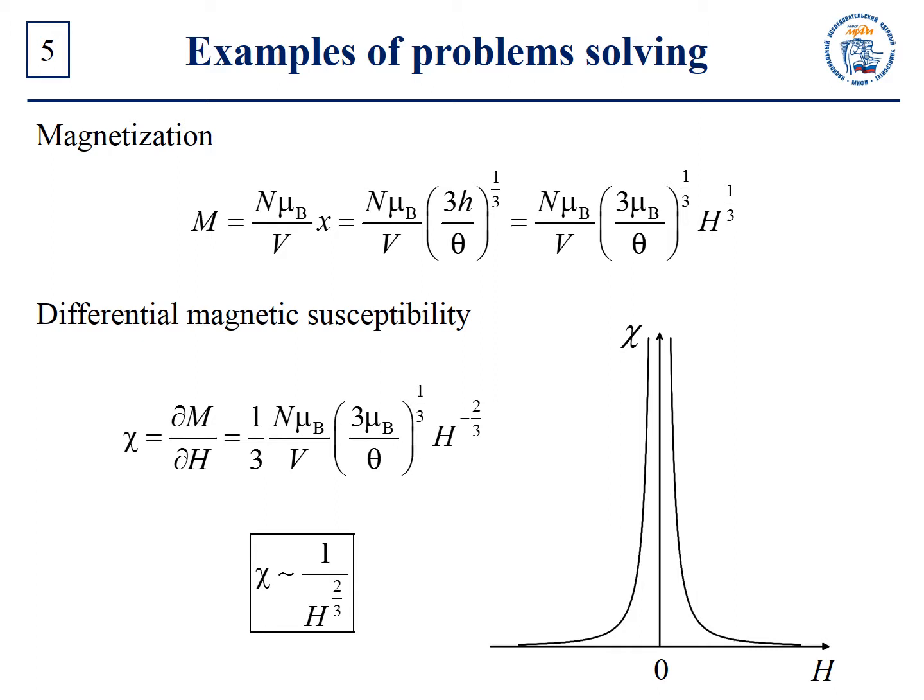Let us write the expression for magnetization and differentiate it with respect to magnetic field to obtain differential magnetic susceptibility. Finally, we find the dependence of chi on the magnetic field. We can see it on the picture on the right side. So, we solved the second problem as well.